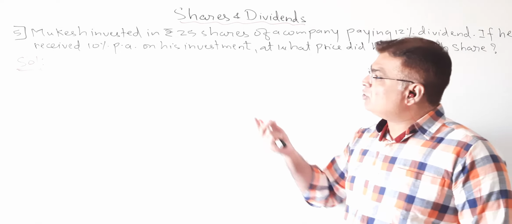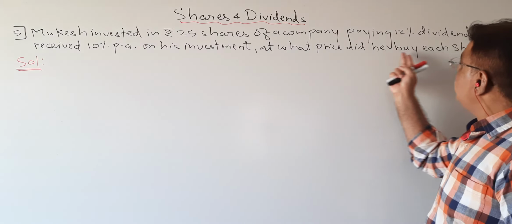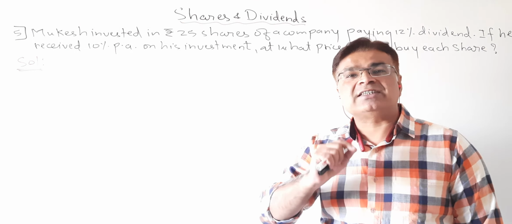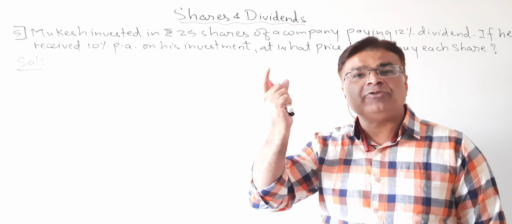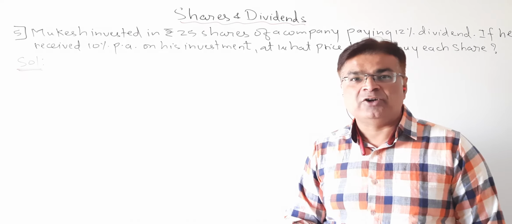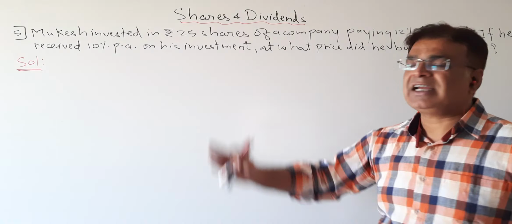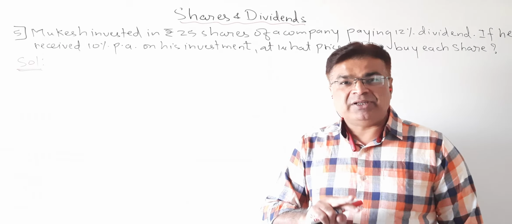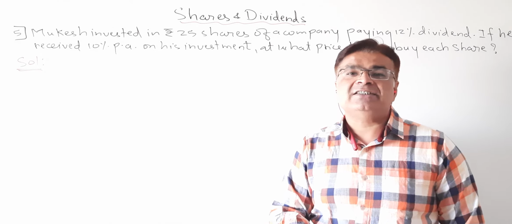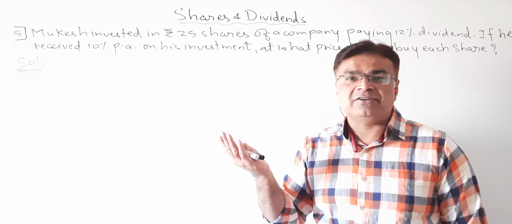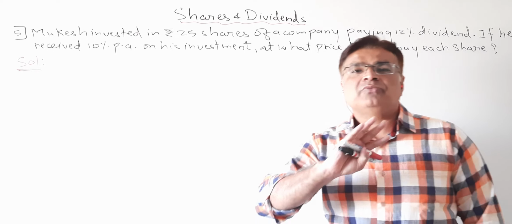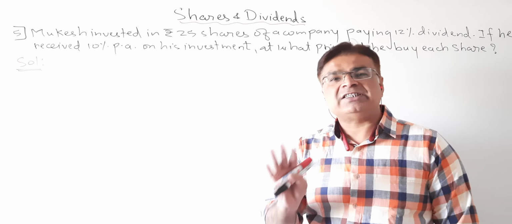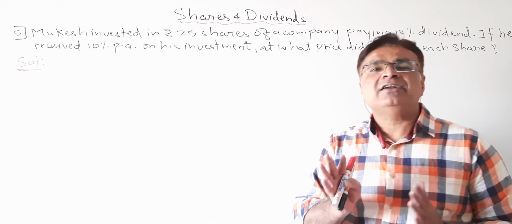Or you can also assume, let the market value of each share be x, or let the selling price of each share be x, and then you can do by algebraic method. Okay, so students, what I am saying, in this kind of sums you can do any method, unitary method or algebraic method. If unitary method you find it easy, students, you always do that. Okay, but there is no compulsion for any method. Whichever method you are comfortable, you can do that.